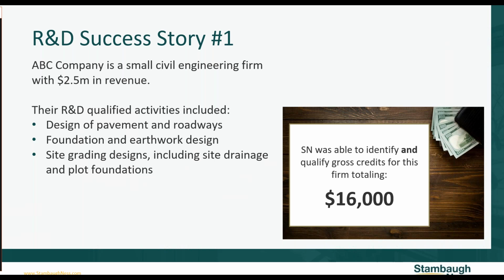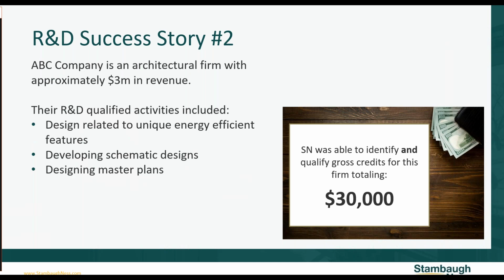and that number is growing all the time. But starting at the smaller end of our client scale, we worked for a small civil engineering firm doing about $2.5 million in revenue. They're doing site work, drainage, design, and such. And the first year they got a credit of $16,000. Well, for an owner generating $2.5 million in revenue, reducing their tax bill by $16,000 was pretty attractive to them. With an architect, just a little bigger, $3 million in revenue, they were able to generate $30,000 in credits.